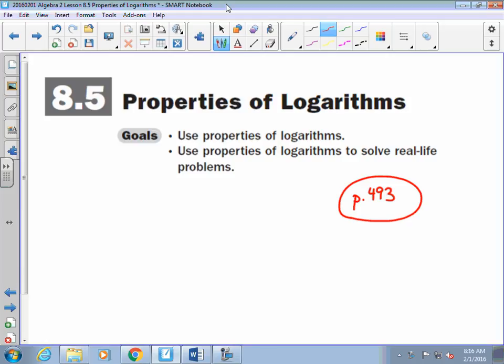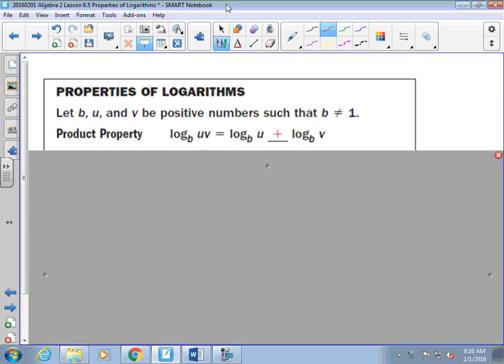It's Algebra 2 lesson 80.5, doing properties of logarithms, beginning on page 493. We have something that looks like things we've done already, especially this first box. It says let b, u, and v be positive numbers and b not be the number 1, because nothing would change if it were the number 1.